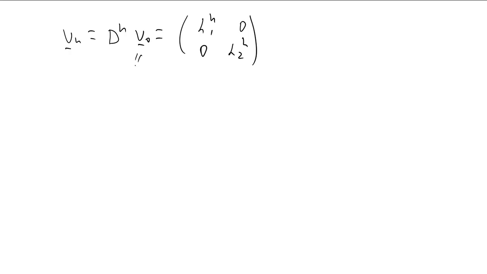And now v_n, equal to D to the power of n times v naught, is in fact lambda 1 to the power of n, 0, 0, lambda 2 to the power of n times v naught. And let's represent v naught in this way. It has components c1 and c2. c1 and c2 are arbitrary.